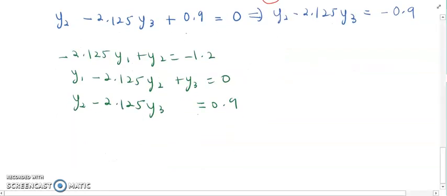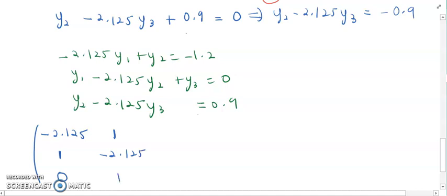So in matrix form, the first matrix is the coefficient matrix. So negative 2.125. This one is 1. And the third equation, we don't have the y1 term, so the coefficient is 0. And then the second column is the coefficients of y2. So this one is 1, and then negative 2.125, and then 1.